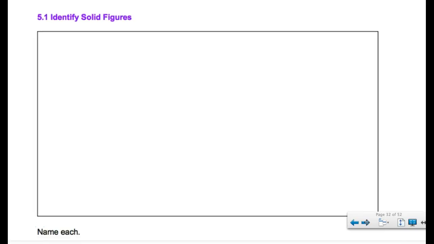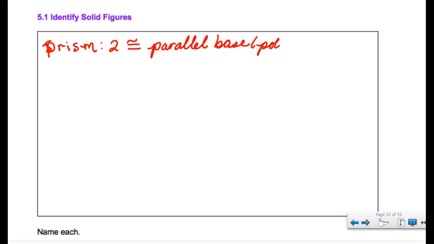We have 5 kinds that we are going to have to identify. So let's split this up into different sections here. First is called the prism. And you call something a prism when it has 2 congruent, same size and shape, parallel bases that are polygons. Okay, so that's the first stuff. That's how you know you're looking at a prism.